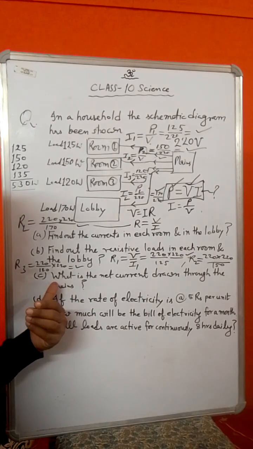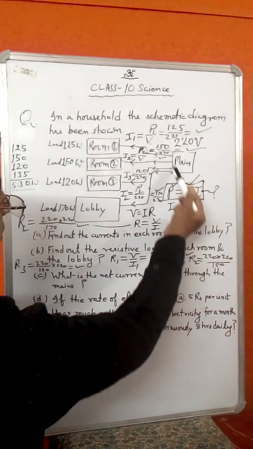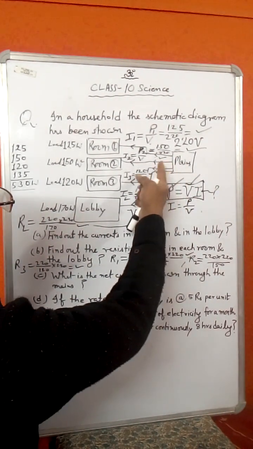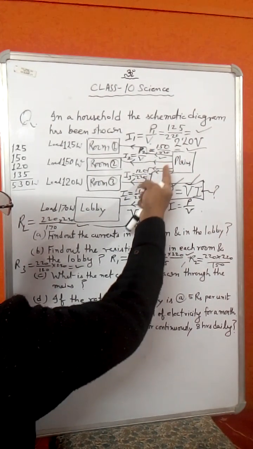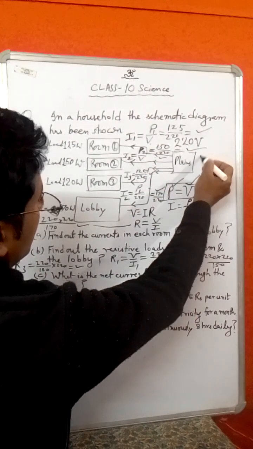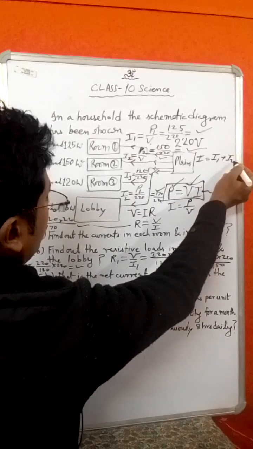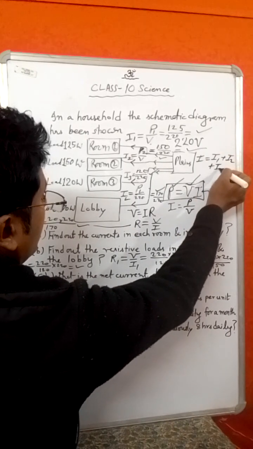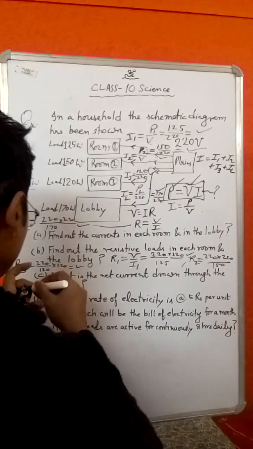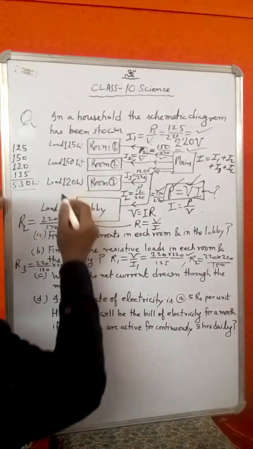Now C part, it is that what is the net current drawn through the mains? Correct? Now here we can see net current is basically I, which is equal to I1 plus I2 plus I3 plus IL. Correct?